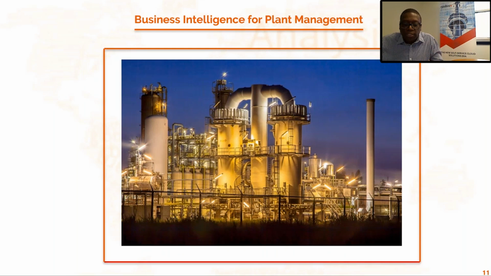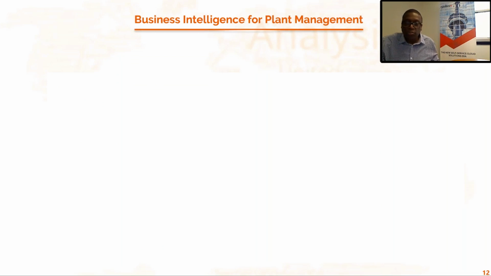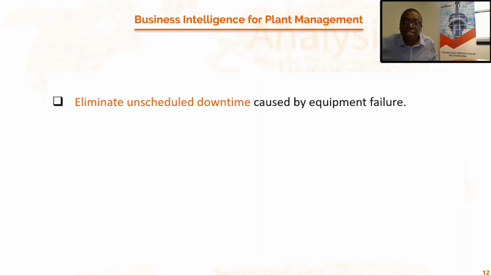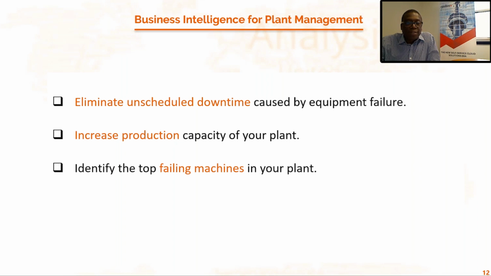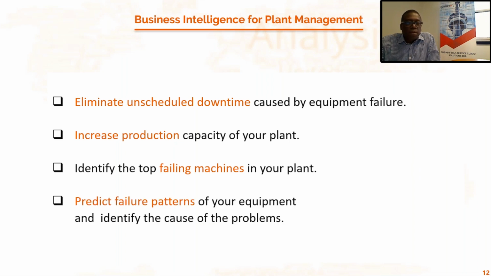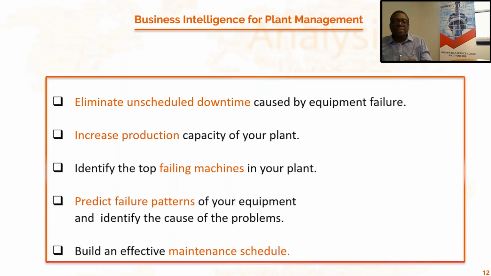Plant managers need to understand how to show and how to eliminate unscheduled downtime caused by equipment failure. Increase production capacity of your plant. Identify top failing machines in your plant. Predict failure patterns of your equipment and identify the cause of the problems. And build an effective maintenance schedule.